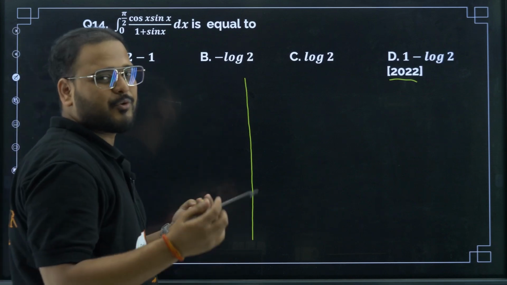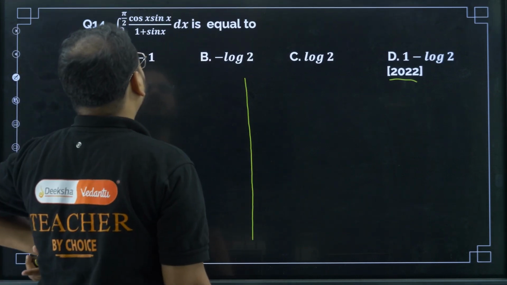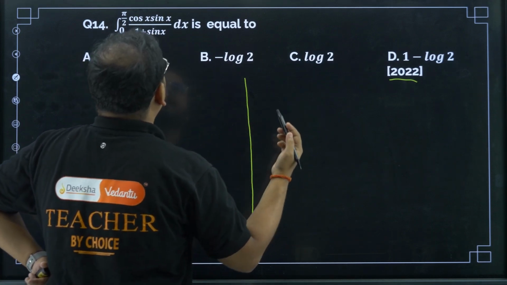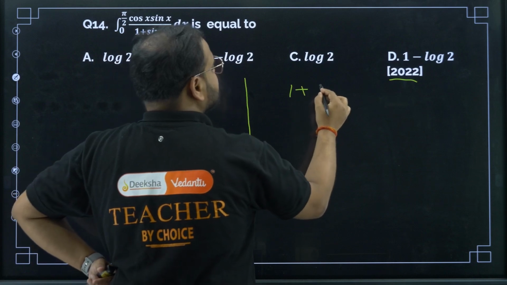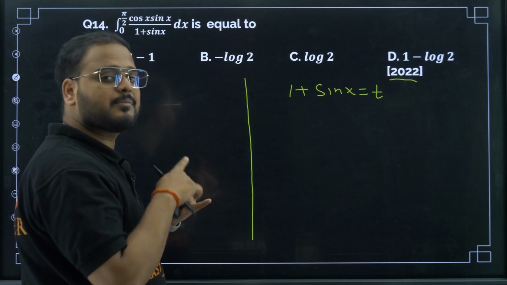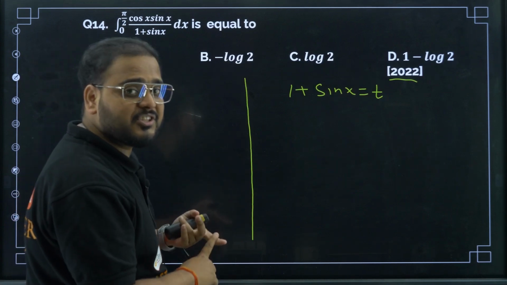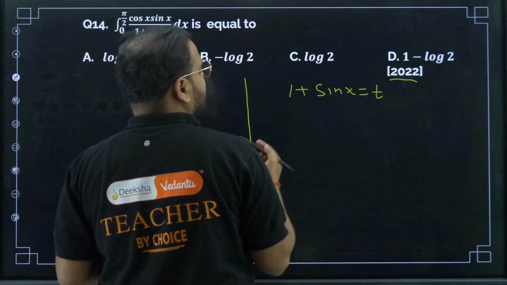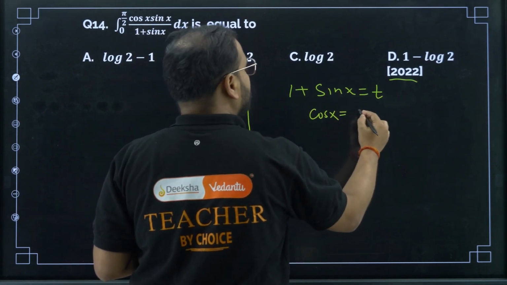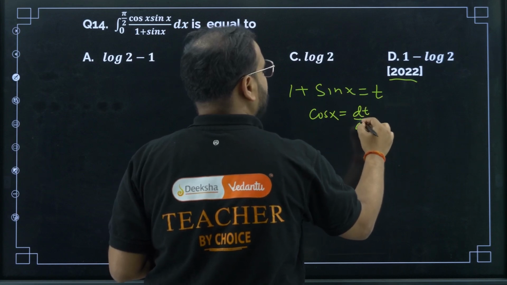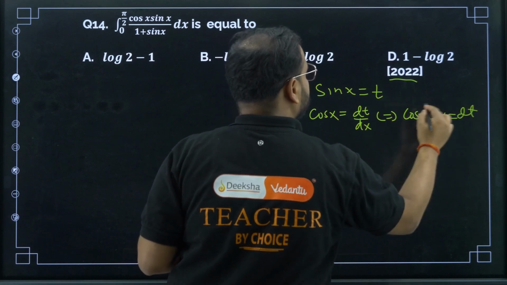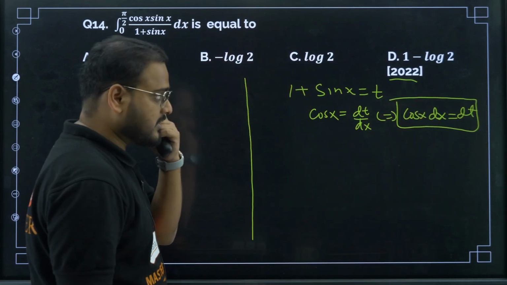Cos x sin x is there. It means I have to use some type of substitution over here. Let's have a look. If I take the substitution as 1 plus sin x equals t, then I have to do the differentiation and find the limits value. Let's do that. First do the differentiation. You're going to get cos x, for 1 you'll have 0, equals dt by dx. This will simplify as cos x dx equals dt. Any problem over here? Cos x dx equals dt.